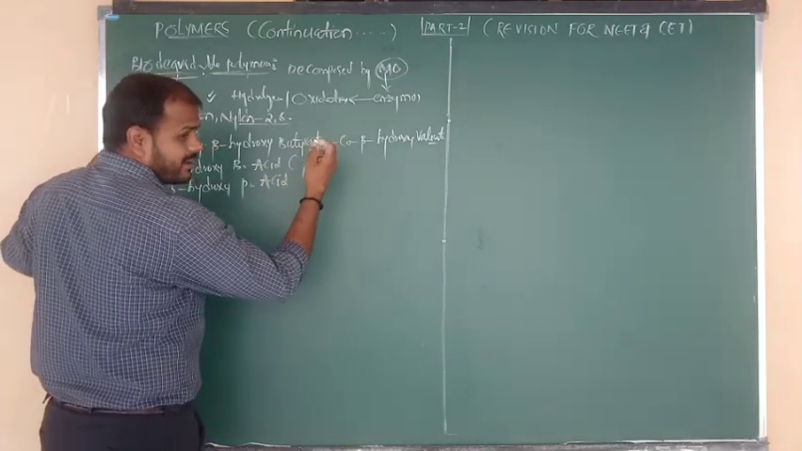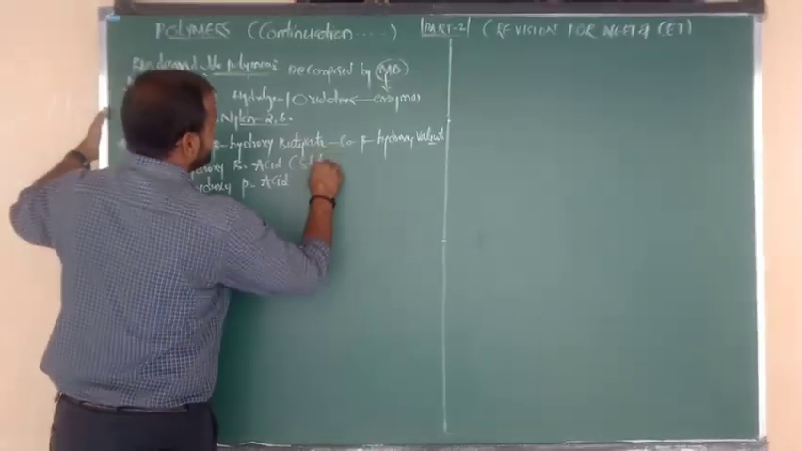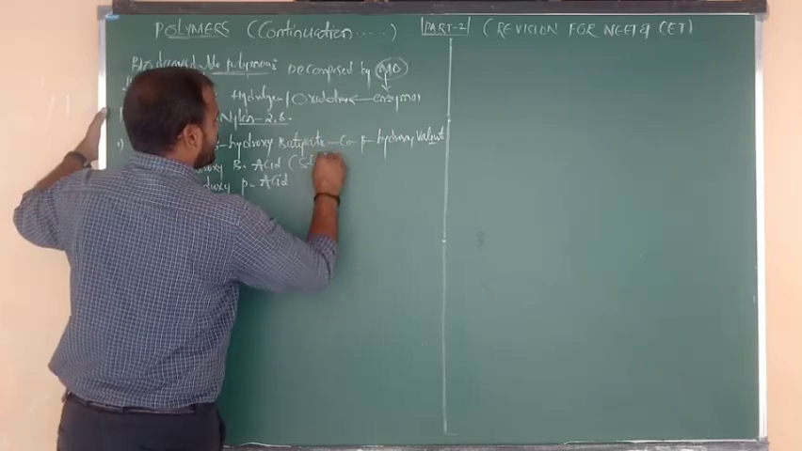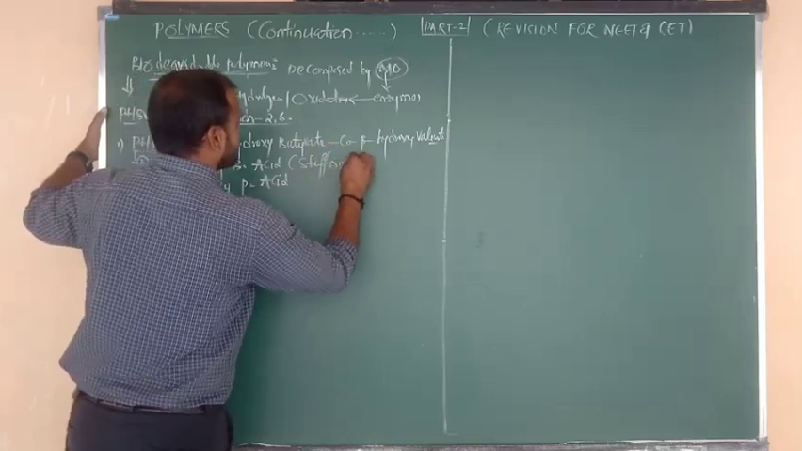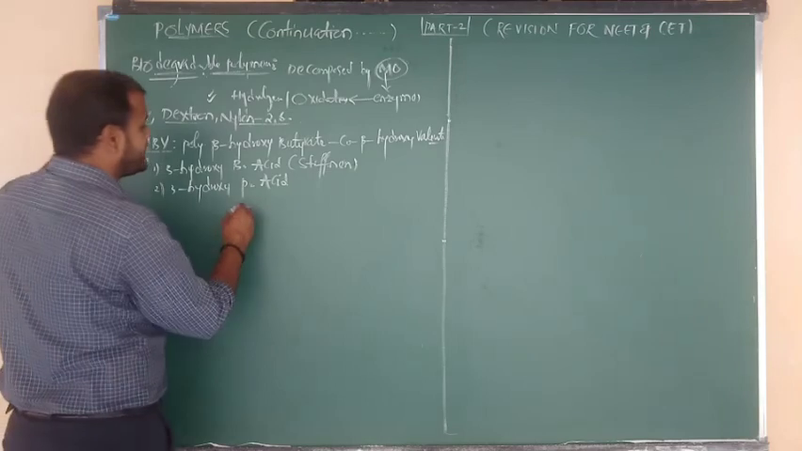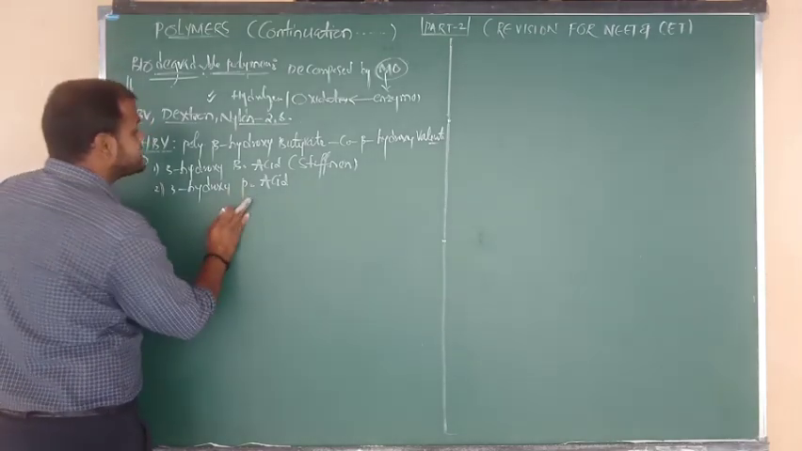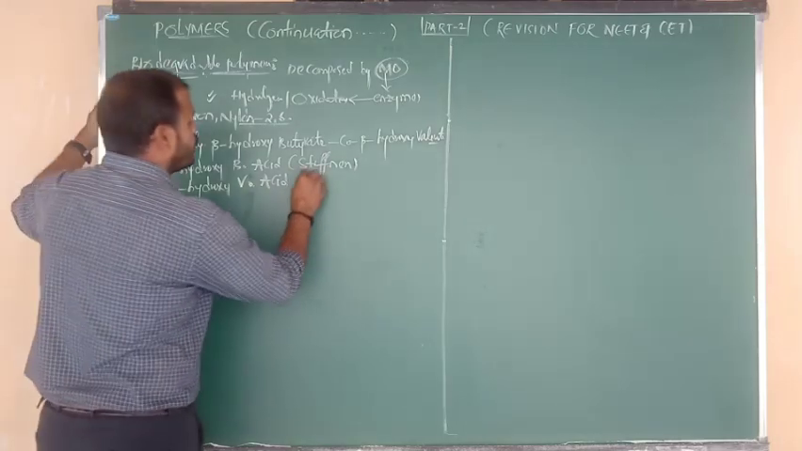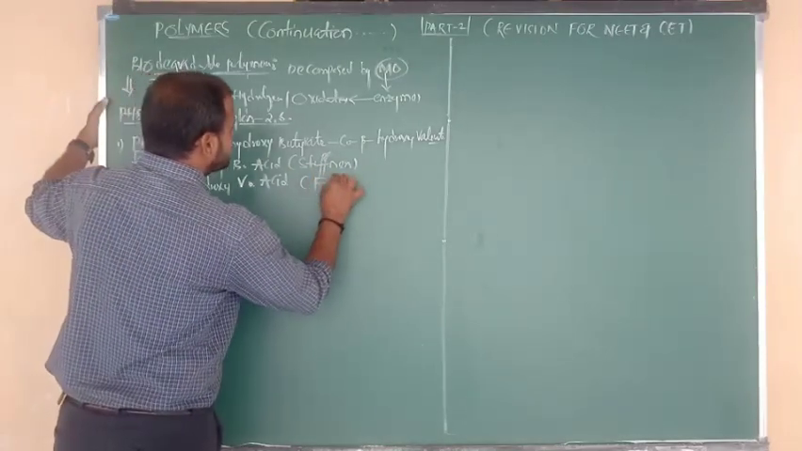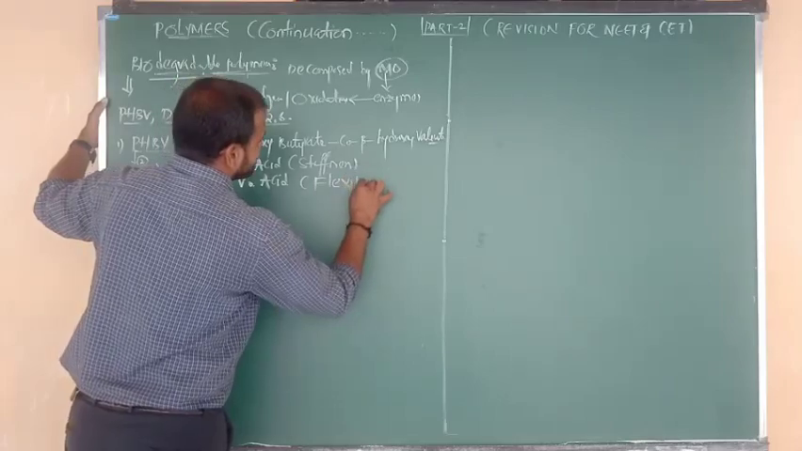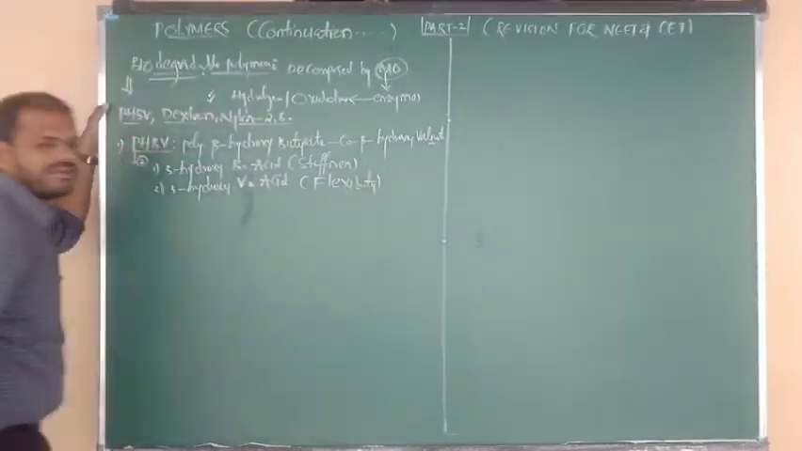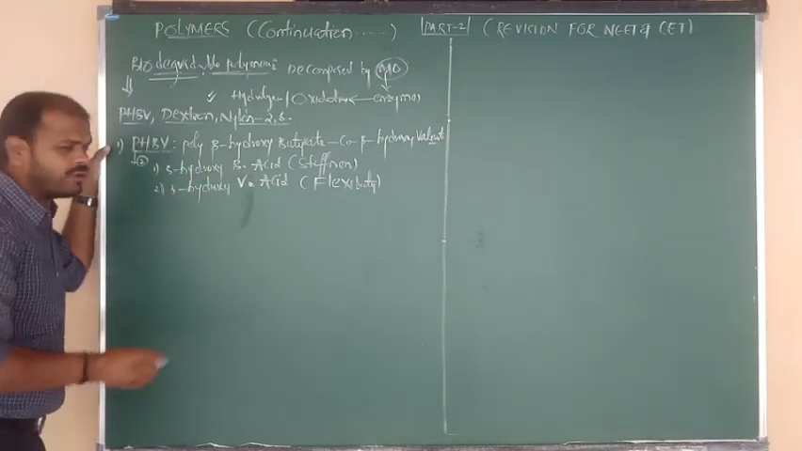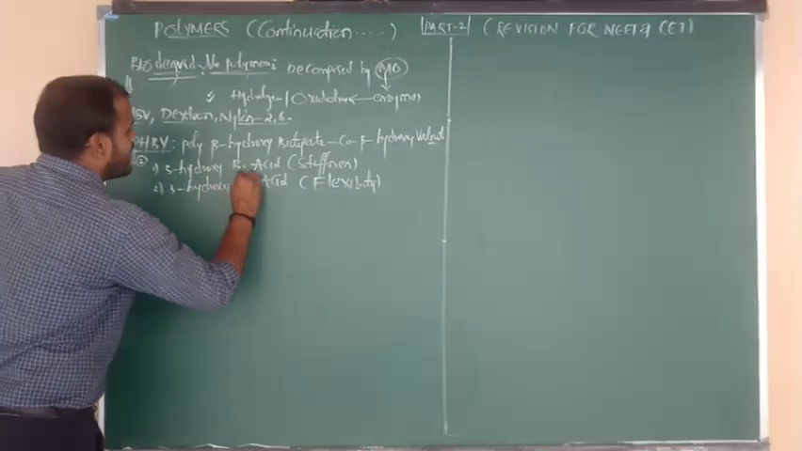3-hydroxy butanoic acid provides the stiffness. It provides what? Stiffness. And 3-hydroxy pentanoic acid, also called valeric acid, provides the flexibility. Okay, good. So directly you know the structures of 3-hydroxy butanoic acid and 3-hydroxy pentanoic acid.